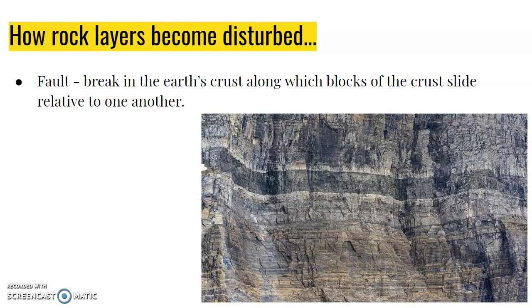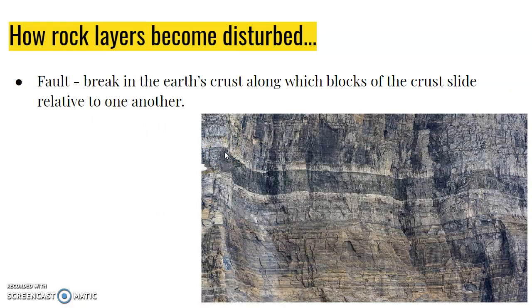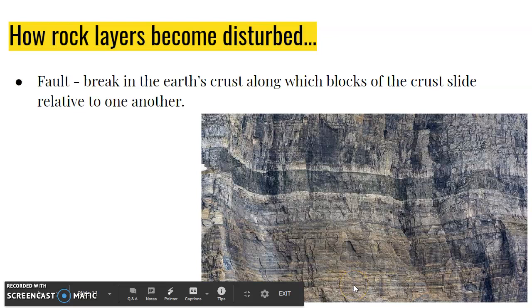The very first one is a fault. A fault is a break in the Earth's crust along which the blocks of crust slide relative to one another. If you look over here, this is a picture of what a fault would look like. There was some break in Earth's crust, and blocks of crust slid relative to one another, and they formed these layers. So this is a fault.